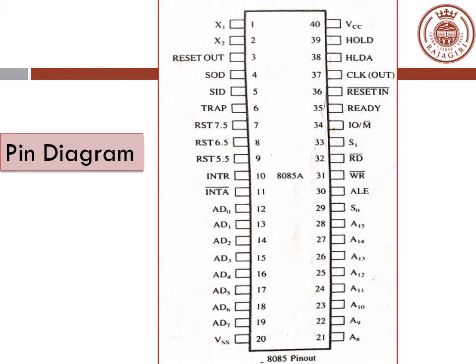Now coming to the pin diagram, it is a 40 pin microprocessor. So coming from 1 to 40, we will start with the crystal values, then the reset, the serial input output, the interrupts, AD0 to AD7. So that pin is being used as the lower address or the data. That is why it is AD. And on the other side you can see A8 to A15, which is the higher order address. And after that you are having a set of control signals, and the pin 40 is being used as a supply.